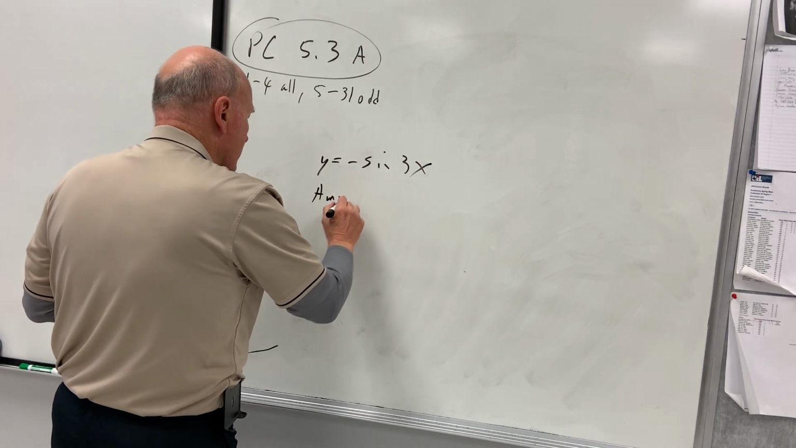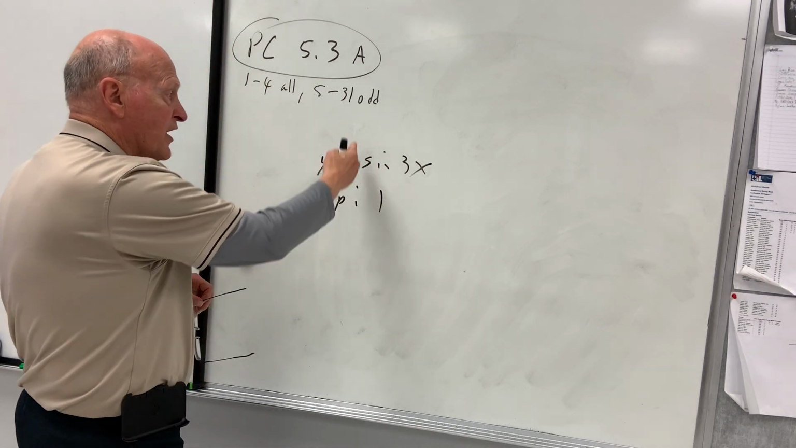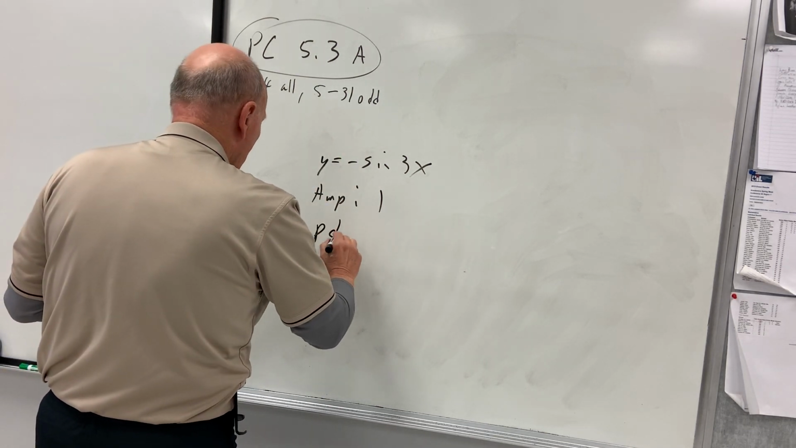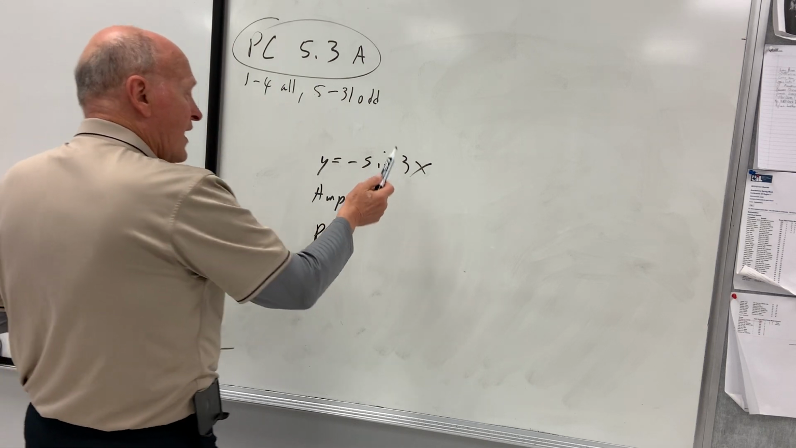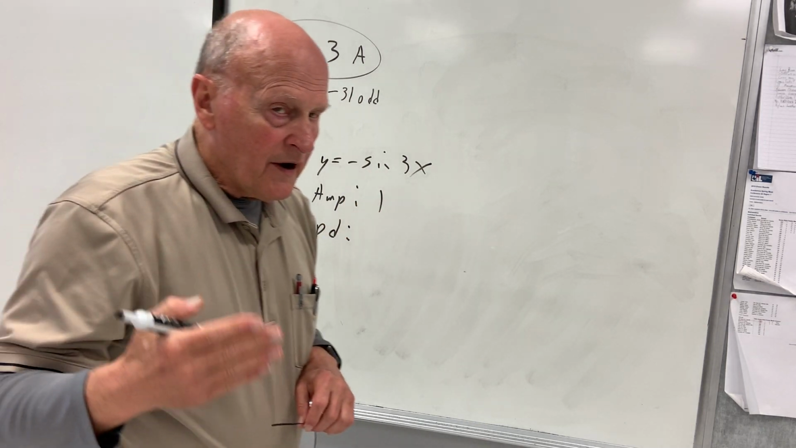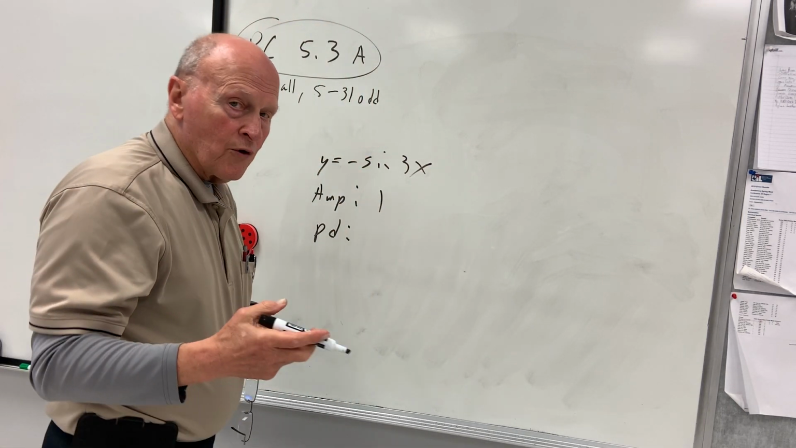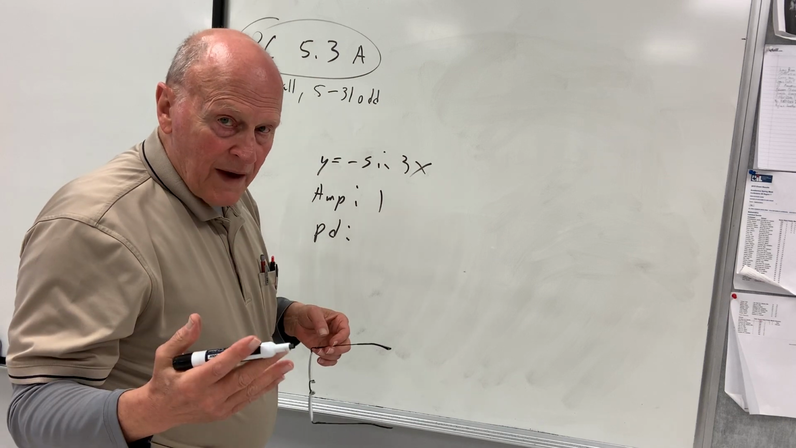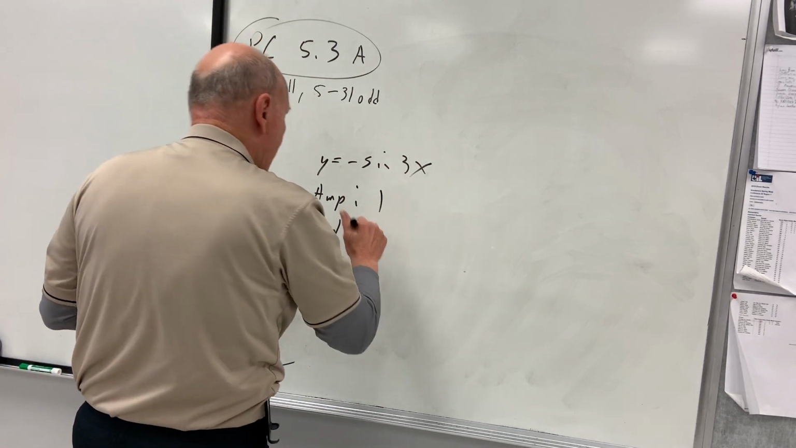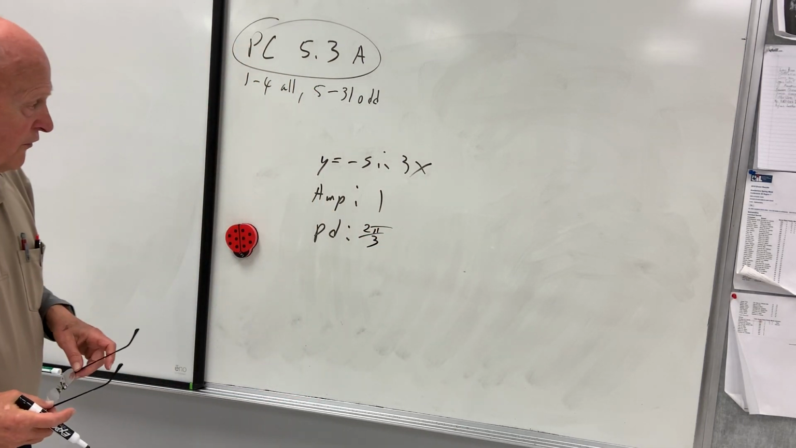Amplitude. 1. Doesn't make any difference whether it's positive, negative. The coefficient of the sine is 1. Period. Oh, but that changed, didn't it? I've got a 3 in front of the x. We've memorized that the period of sine is 2 pi. And to get the period, I'm going to divide the 2 pi by the coefficient of the angle. So I've got 2 pi divided by 3 for the period.